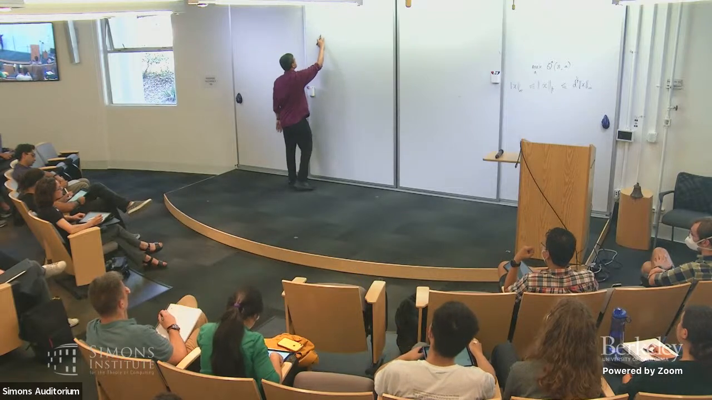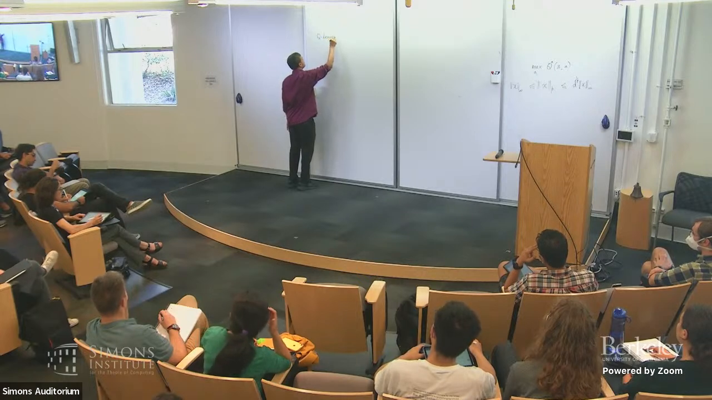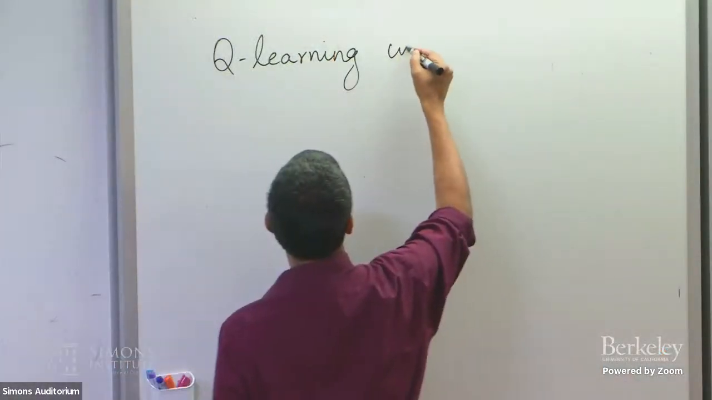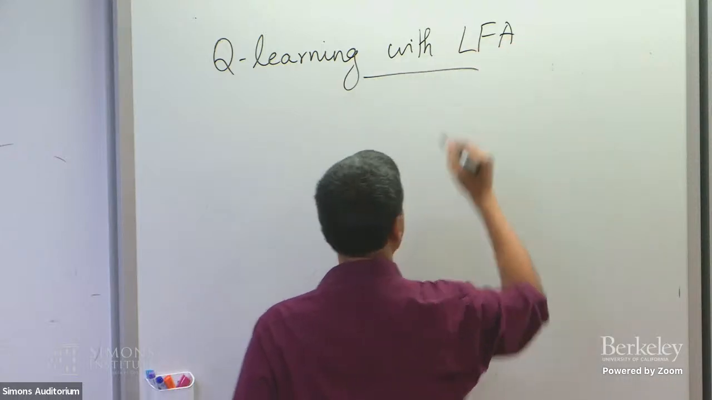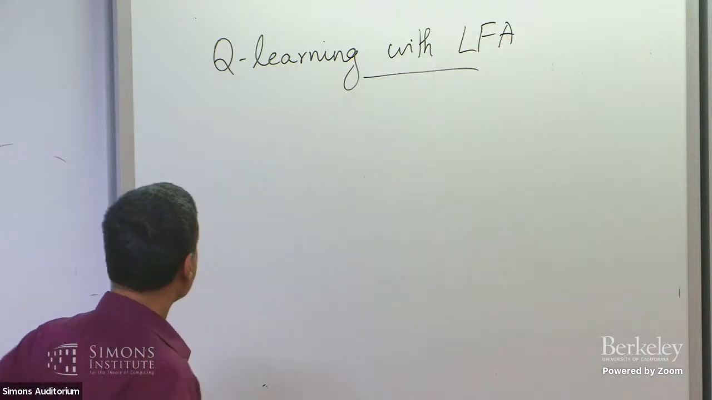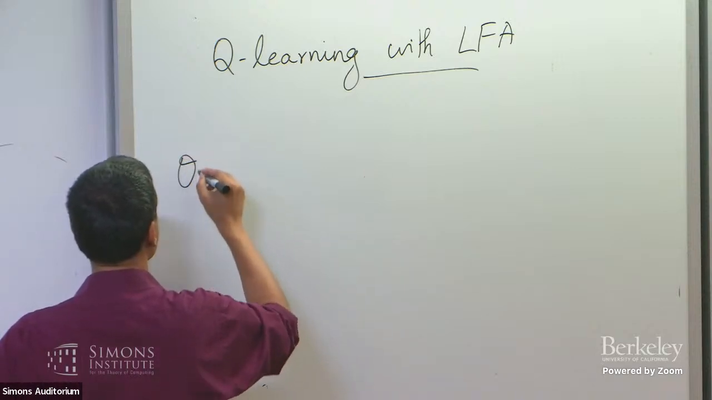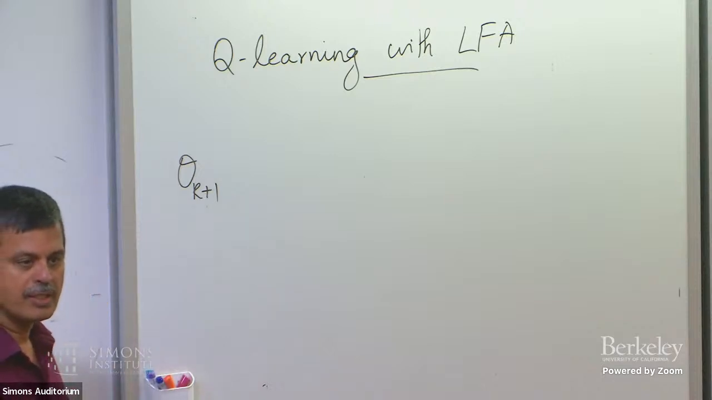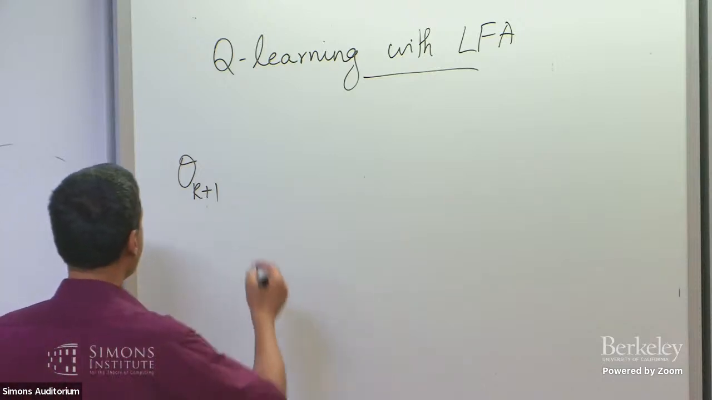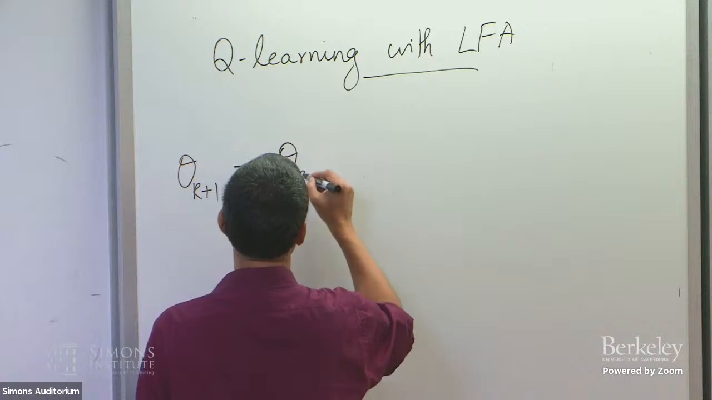Okay, so Q learning with linear function approximation. The most natural thing to do is assume that the optimal Q function is also linear, like Q pi, and then you do this.